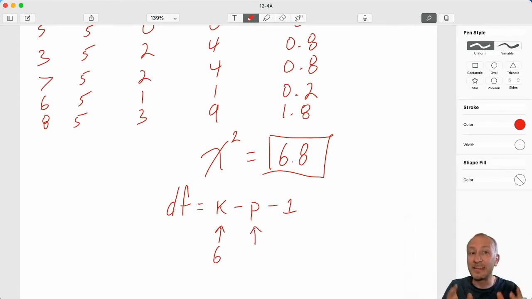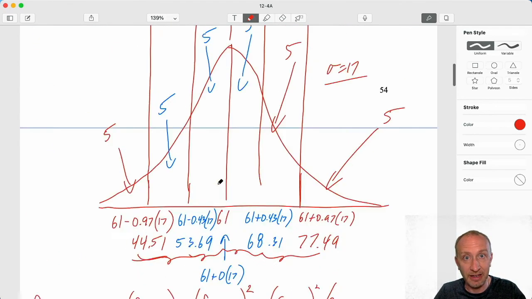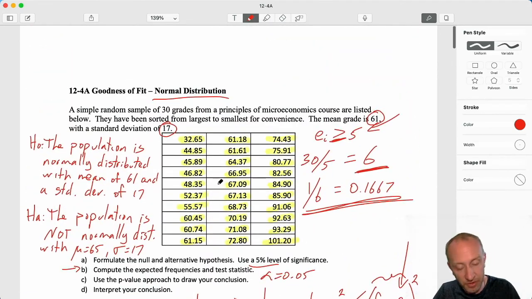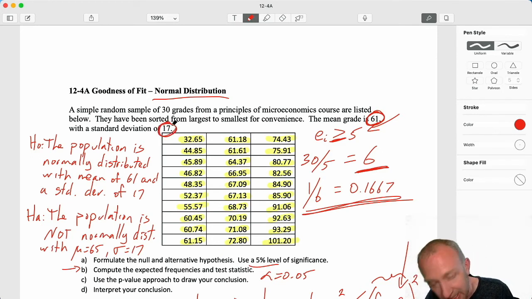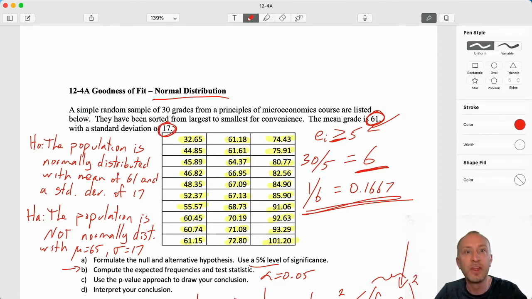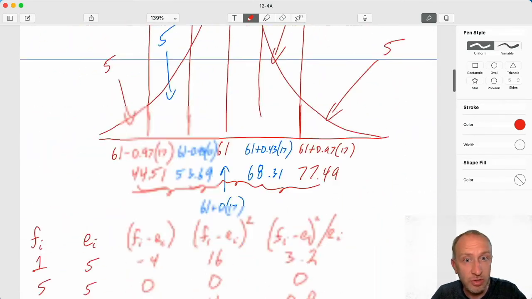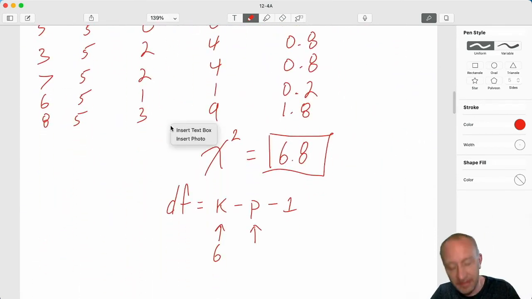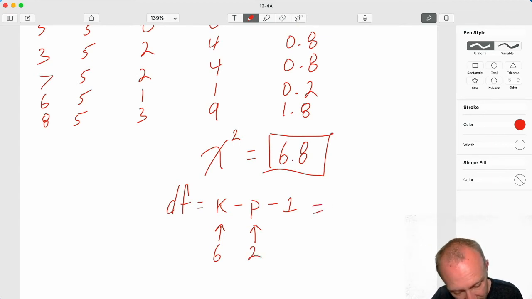P is the number of coefficients, or the number of parameters that we have estimated. In this exercise, we have estimated 2 parameters. We've estimated the average grade, and we estimated the standard deviation. So p here is equal to 2. So I have 6 minus 2 minus 1. We have 3 degrees of freedom.